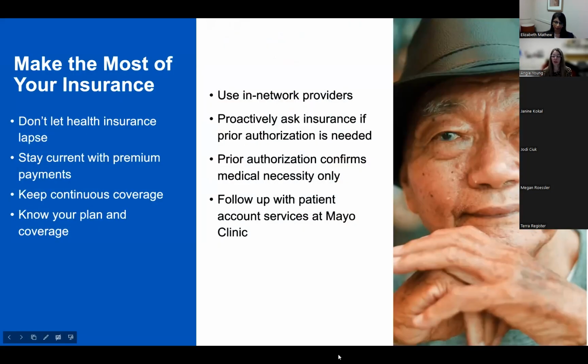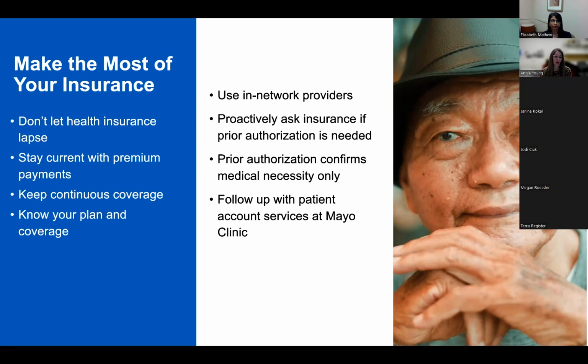So the next slide here just really talks more about making the most of your health insurance. What's really, really important is that patients remain insured and that we don't let an insurance lapse. So what that means is you always have to stay current in paying your premium. You may remember at the beginning of the presentation, your responsibility to have insurance is that you pay your monthly premium. That's the cost to be insured.